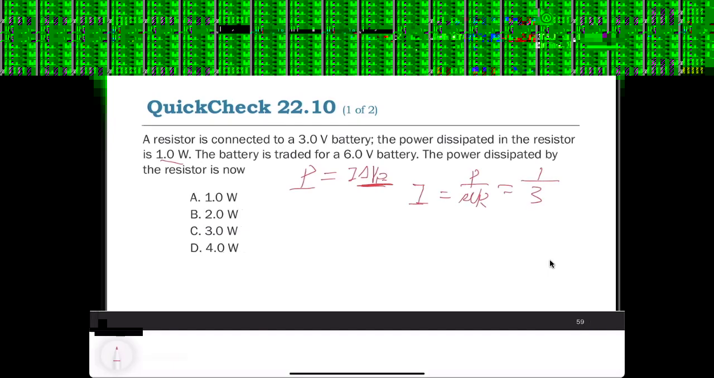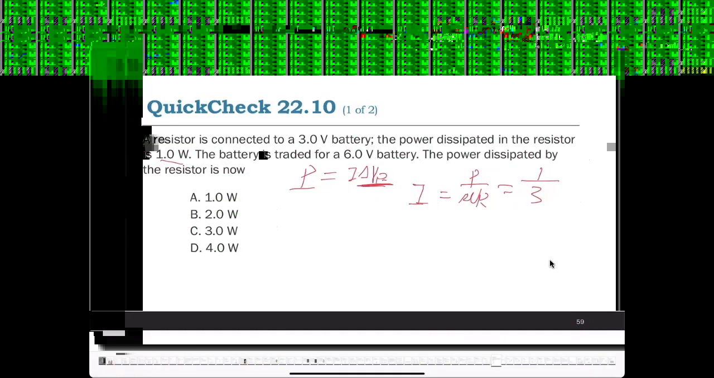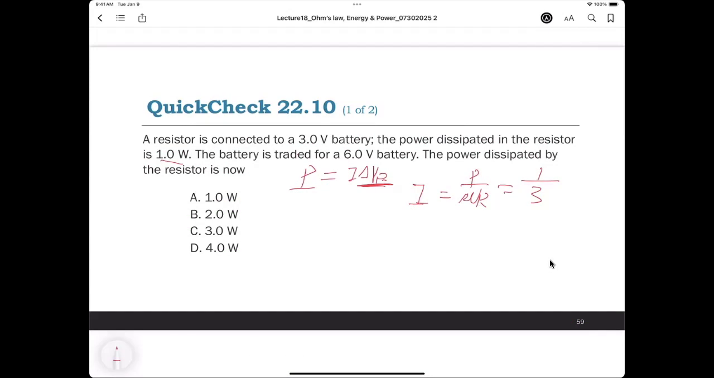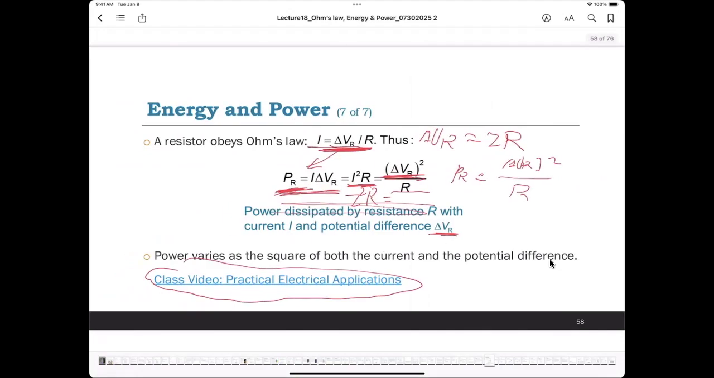Then the battery is replaced by the 6-volt battery, which means the resistor is now changed, so we can now use this equation. We need to use this equation to calculate the resistance first.